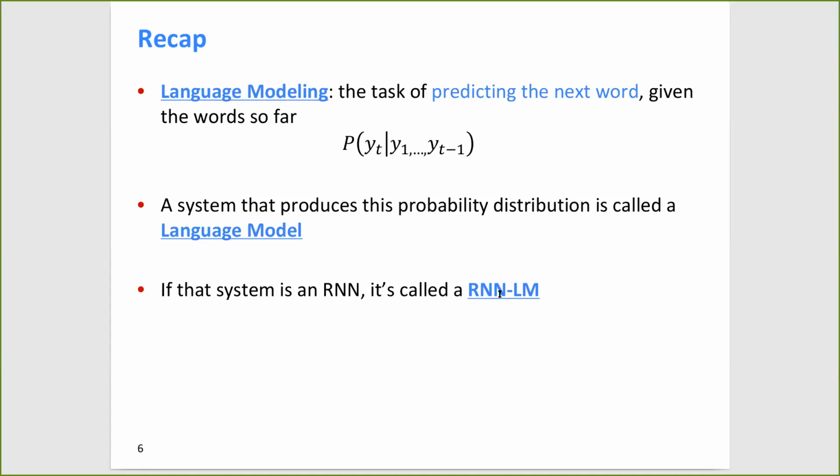y_t is being conditioned on all the words that have come before it. So it is dependent on a probability distribution, and the language model produces this probability distribution. A language model is not something specific to RNNs. It has been there from before deep neural networks came in. So when we are using RNNs for it, it gets called an RNN language model.